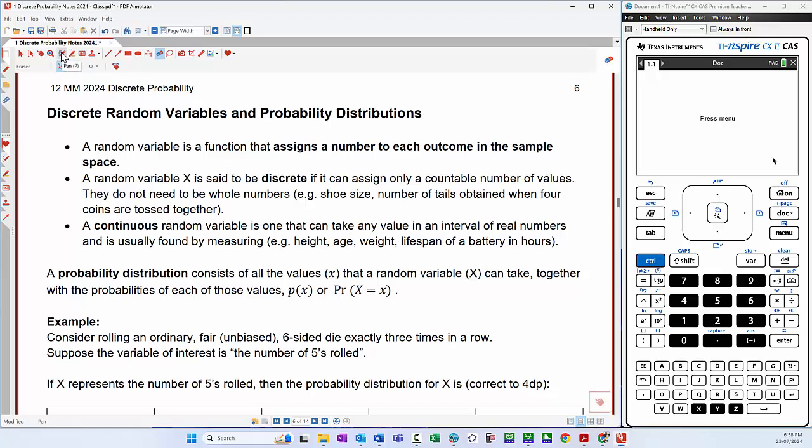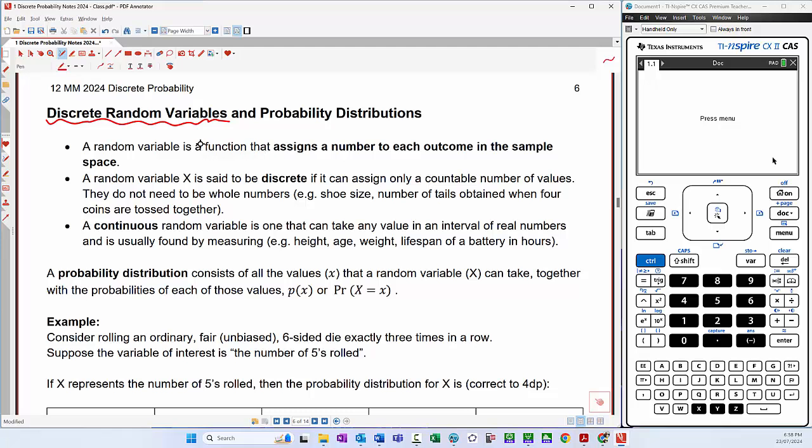G'day Year 12s. So what we'll do today is get knee deep in the discrete random variable. What we looked at in the last lesson was sort of a review of Year 10/Year 11 probability. We really get into the Year 12 type stuff today.